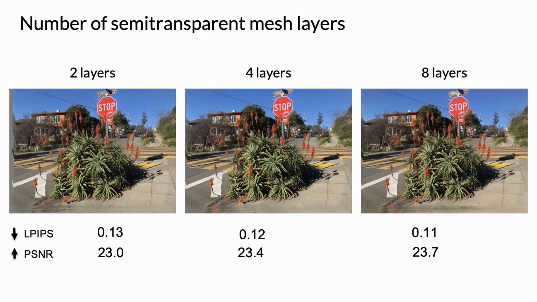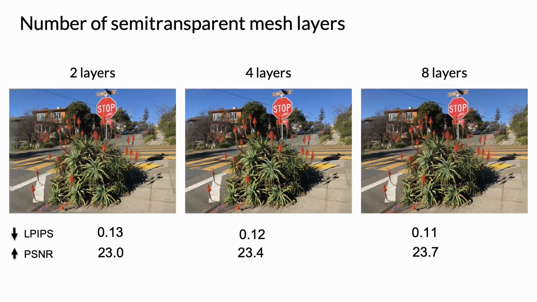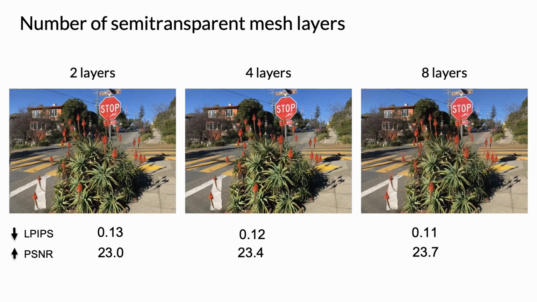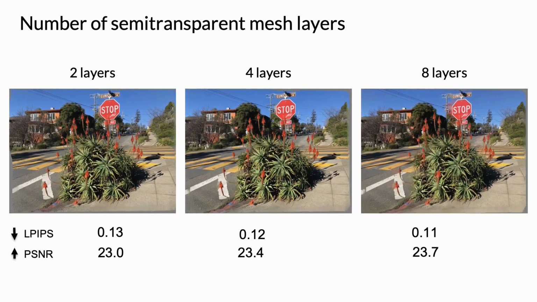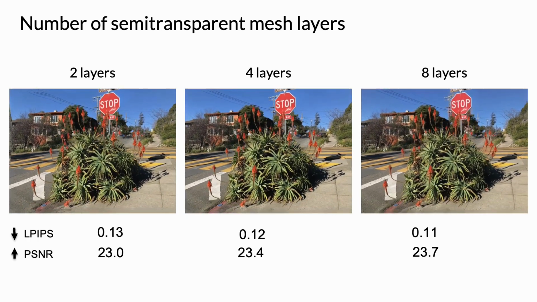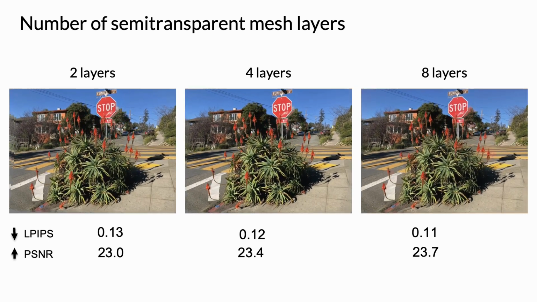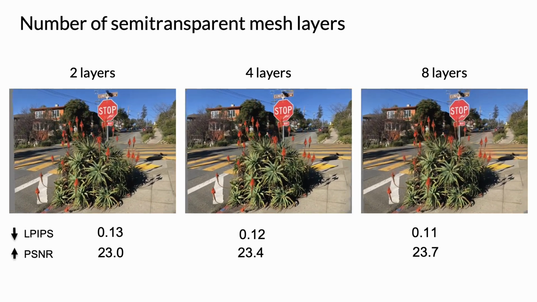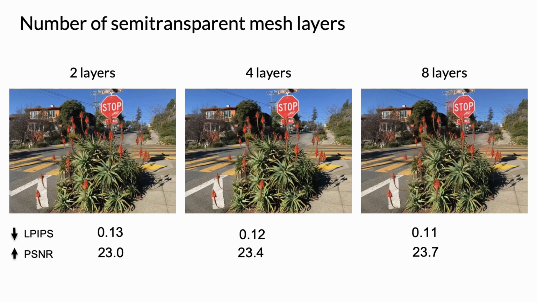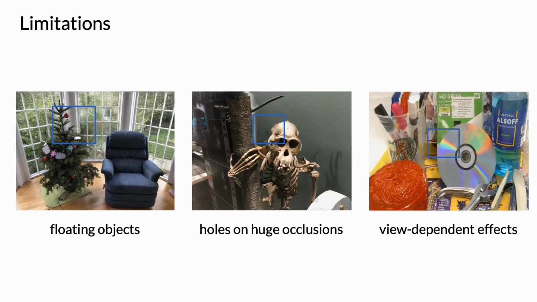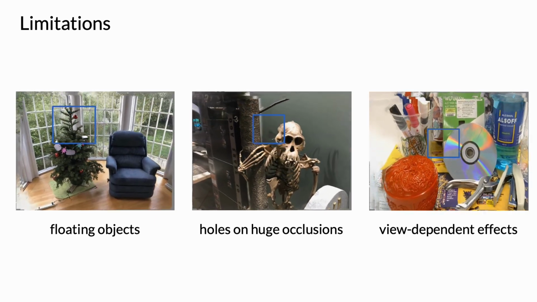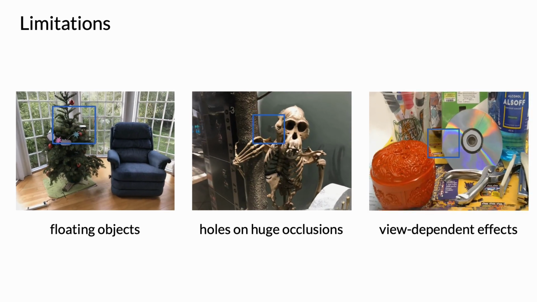Also, we study the influence of the number of layers in the estimated representation. As expected, the perceptual quality improves when more layers are employed. Therefore, we need to trade off memory consumption for the plausibility of the outputs. Similar to the approaches based on multiplane images, Simply has a limited ability to handle view-dependent effects.